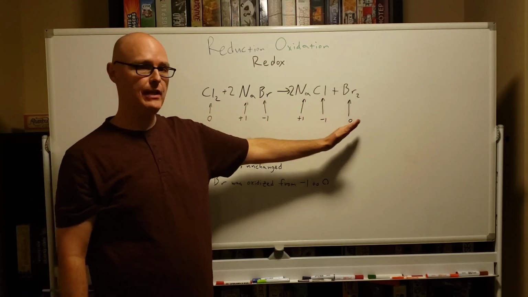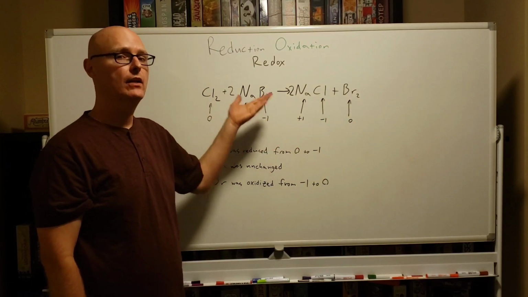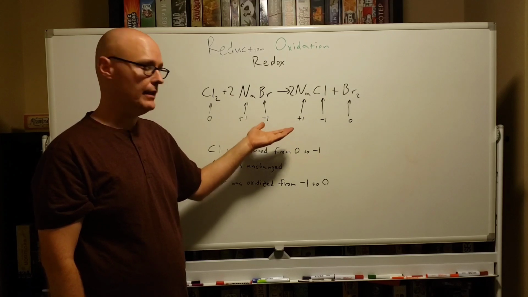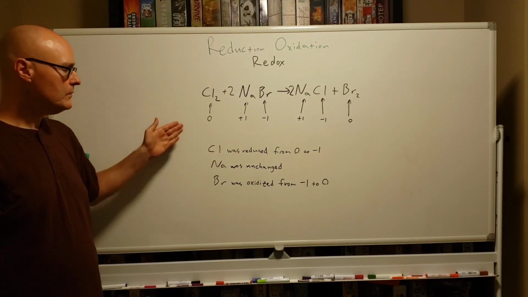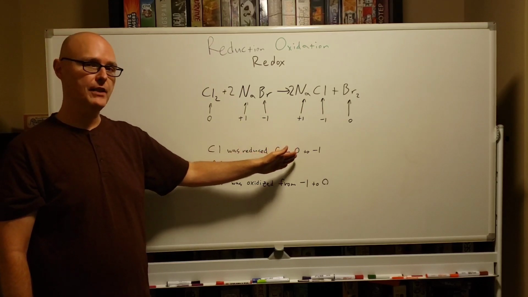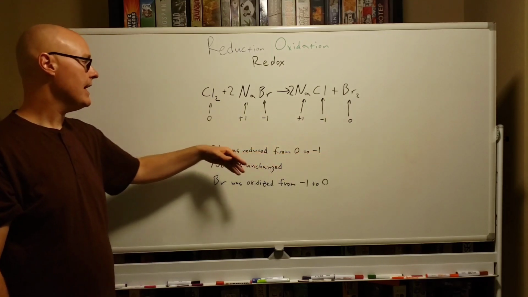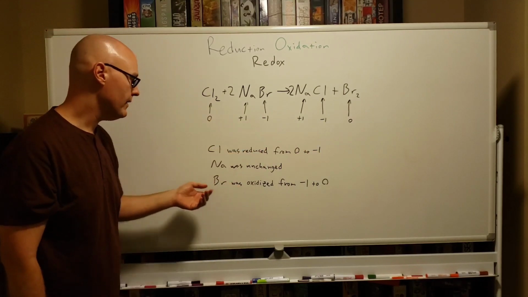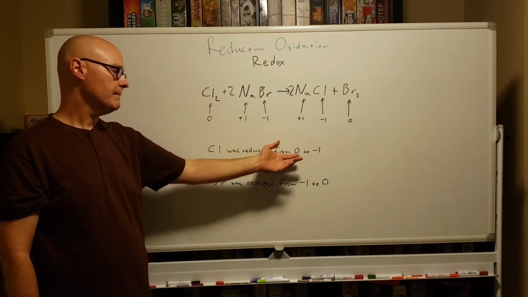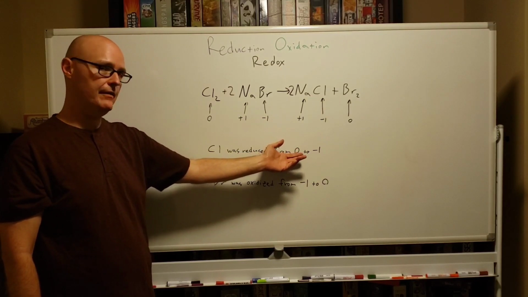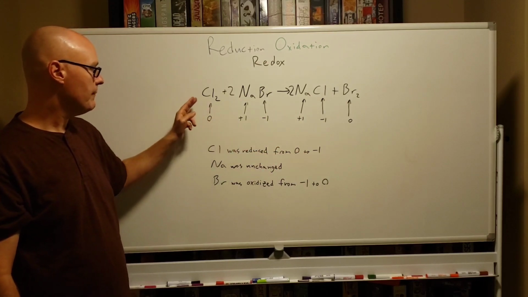Since we had a change happen, we have a change of oxidation numbers, therefore we have an oxidation reduction reaction, a redox. Okay? So what happened here? The chlorine was reduced from an oxidation number of 0 to an oxidation number of -1, which means that it gained an electron, right? Reduction is gaining of electrons. So we're going to gain an electron here, and that's what we did, right?